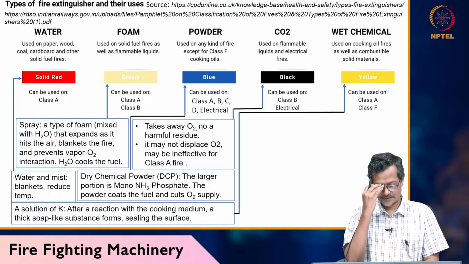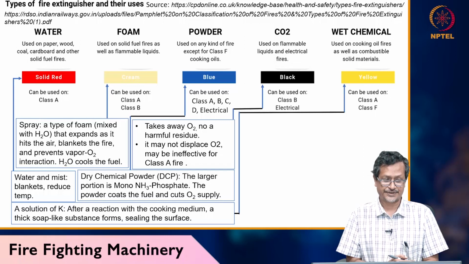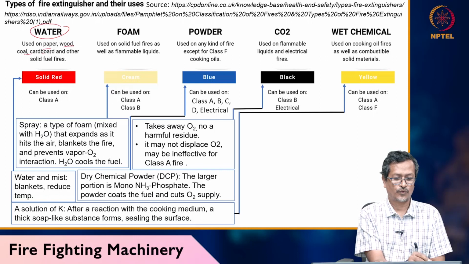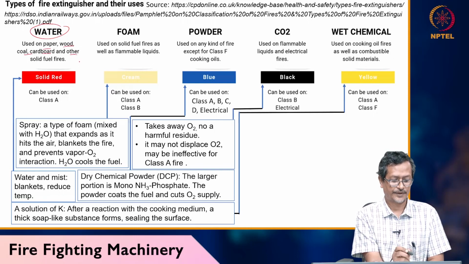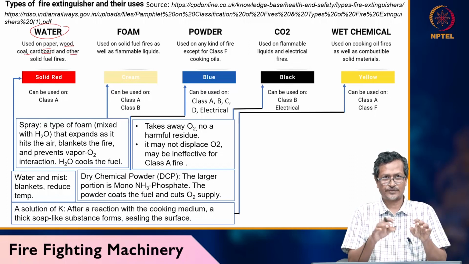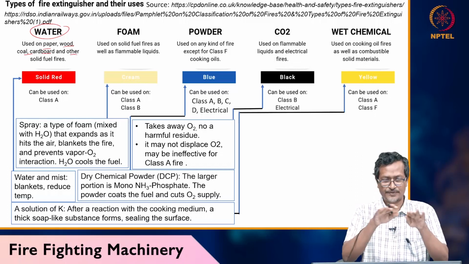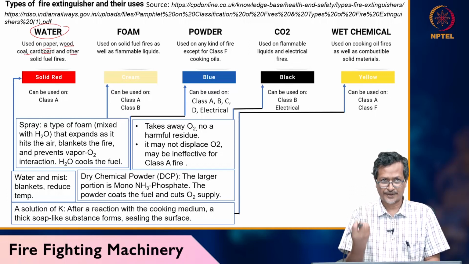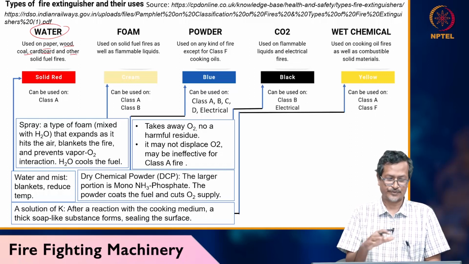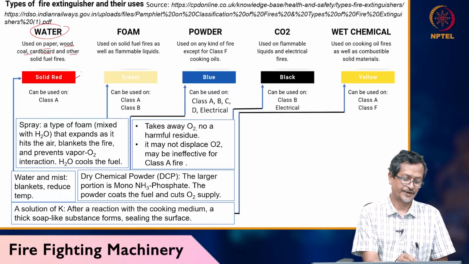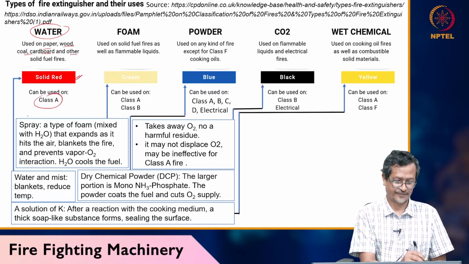Now see different types of fire and how to extinguish it. Water you can use for paper, wood, coal, cardboard, other solid fuel. It will create a blanket. If you are applying water on a fire, it will cut the oxygen supply, because it will create a water layer, and it will reduce temperature also. So the flammable temperature will go down, and it will cut the oxygen supply. That way the fire will be extinguished. The fire extinguisher color will be solid red. This is class A fire.